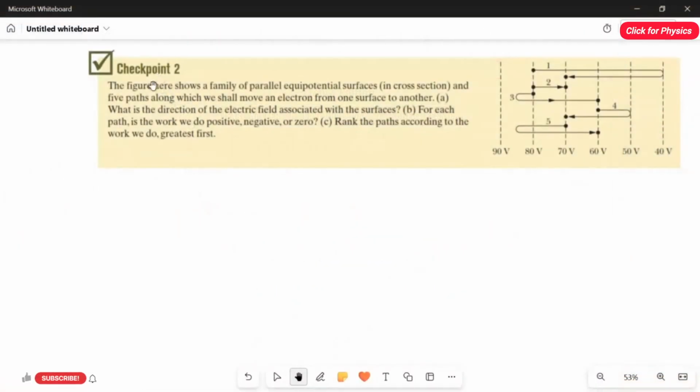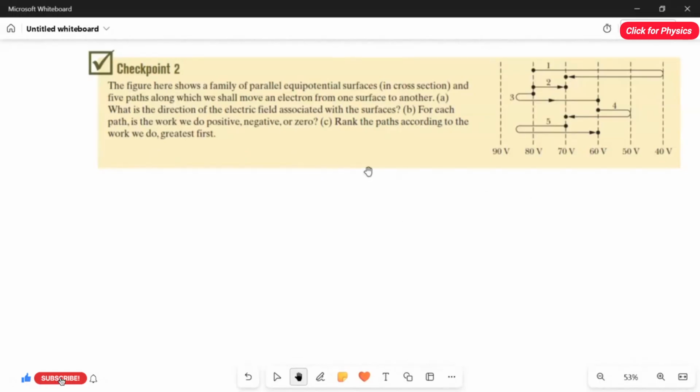Checkpoint 2. The figure here shows a family of parallel equipotential surfaces in cross section and 5 paths along which we shall move an electron from one surface to another. Question A. What is the direction of the electric field associated with the surfaces? Question B. For each path, is the work we do positive, negative, or zero? And question C. Rank the paths according to the work we do, greatest first.